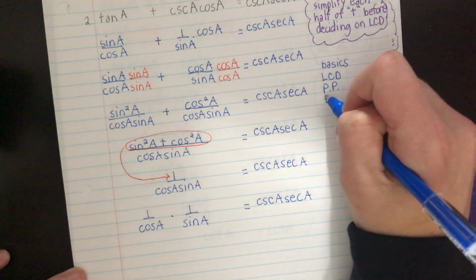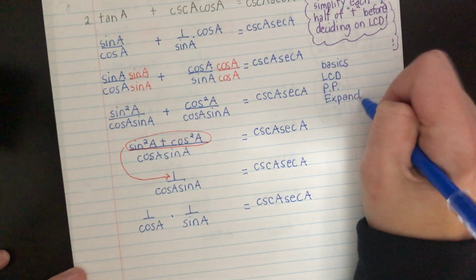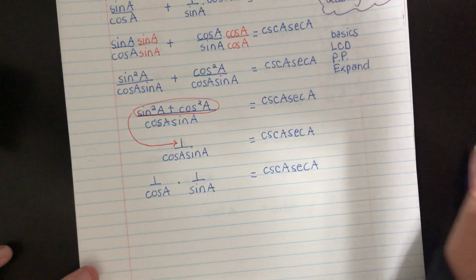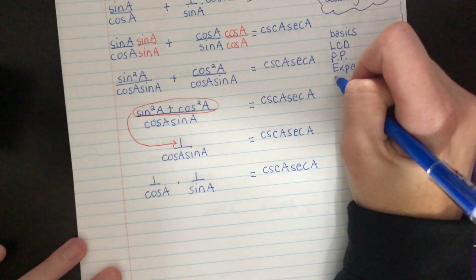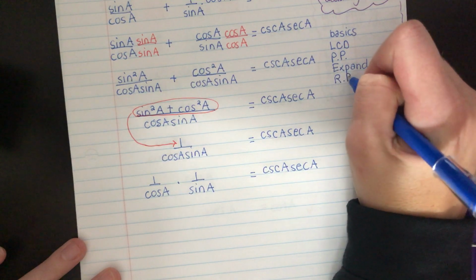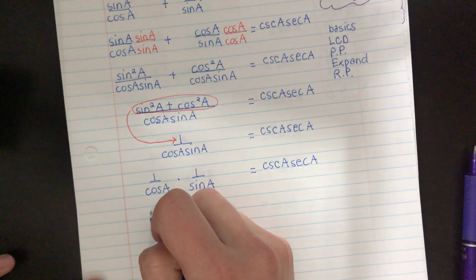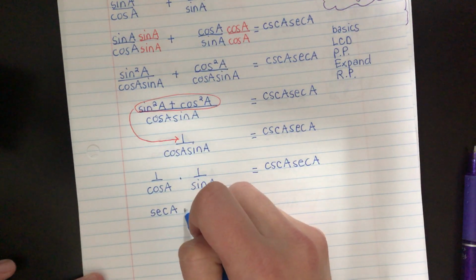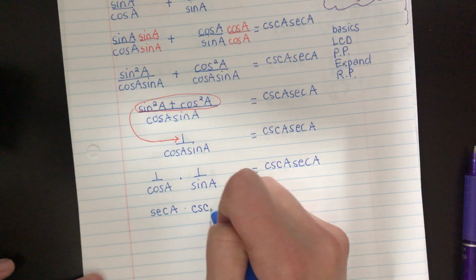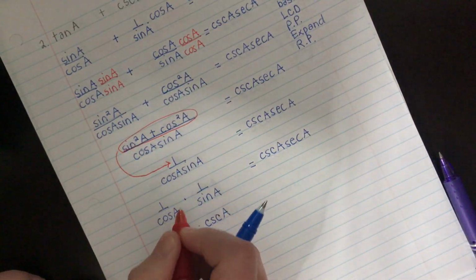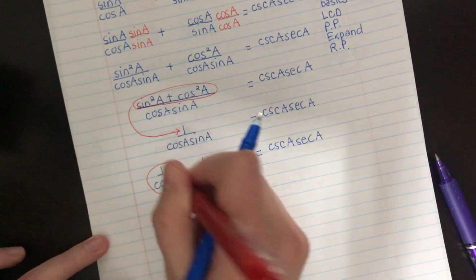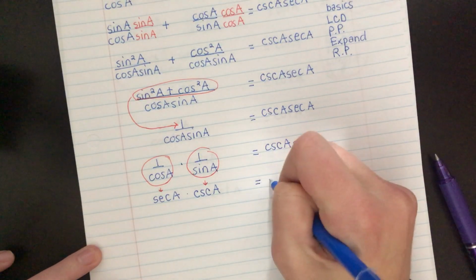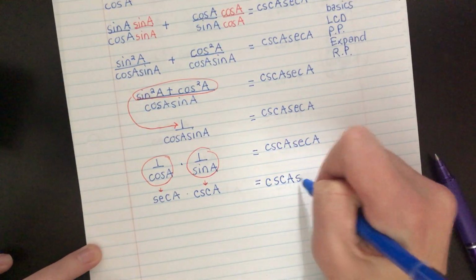So after our Pythagorean property, we expanded this back out because now we're going to use our reciprocal properties in that this is secant of A and this is times cosecant of A. So this whole thing here is that. This whole thing here using our reciprocal property is that. Cosecant of A, secant of A.